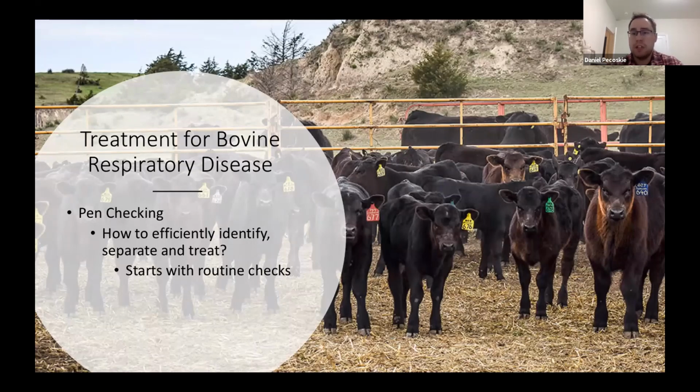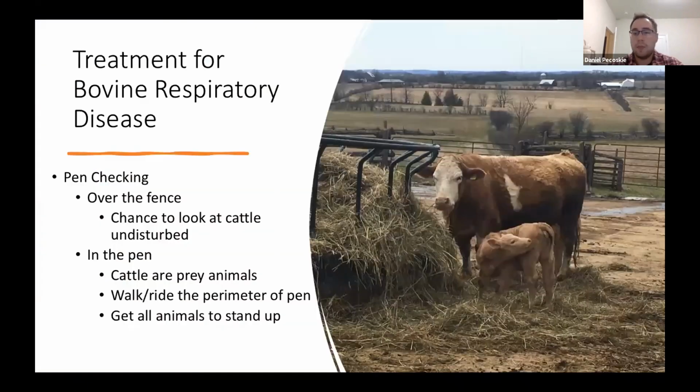It starts with routine checks, which a lot of times are centered around feeding times, where guys will see who's coming up to the bunk. But I like to recommend starting with a group inspection, either from a walkway or just over the fence. It's a chance to look at the entire group undisturbed. Sometimes that involves seeing who's coming up at feeding and who's hanging back, showing signs of depression, head hanging down, puffing, and other signs like that.